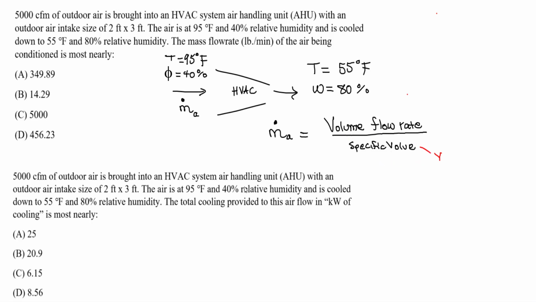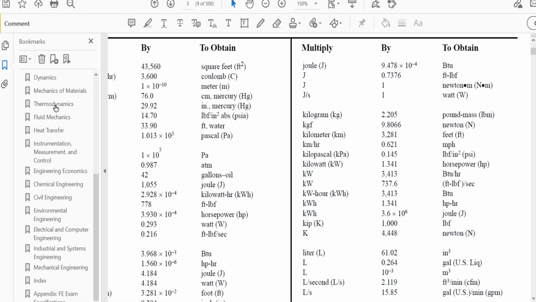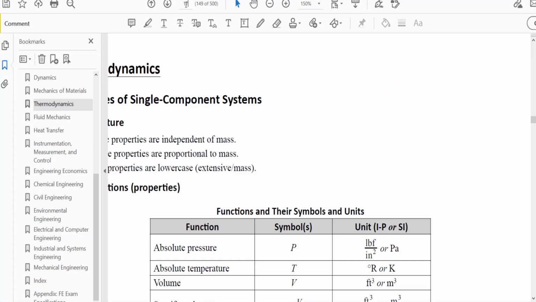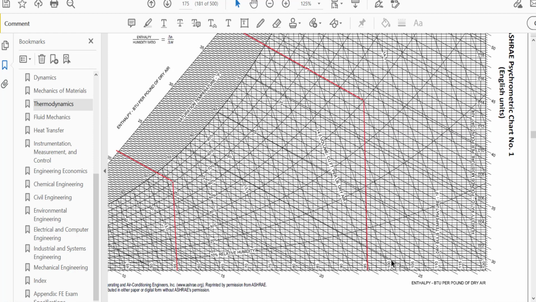The specific volume is going to be arrived at from the psychrometric chart. So let's find that real quick, and we're finding it again at these conditions, at 95 degrees Fahrenheit and 40% relative humidity. This is what we want to find, the mass flow rate of air being conditioned. So let's go to the chart, and we can go to Thermodynamics, and it's going to be on page 175, I believe, just like the last example. So we're on page 175 in the new FE Handbook 10.0.